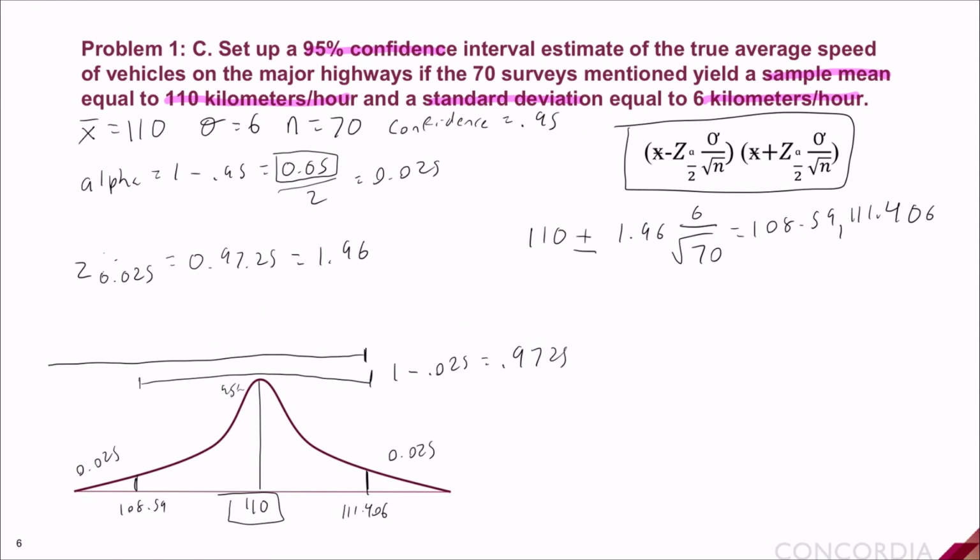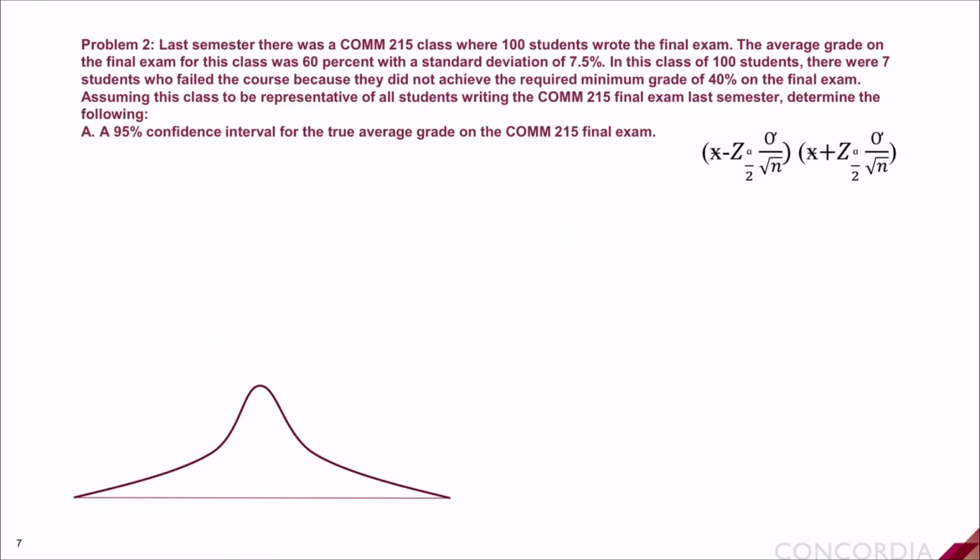Let us move on to problem 2. Problem 2. Last semester there was a COMM 215 class where 100 students wrote the final exam. The average grade on the final exam for this class was 60% with a standard deviation of 7.5%. In this class of 100 students, there were 7 students who failed the course because they did not achieve the required minimum grade of 40% on the final exam.